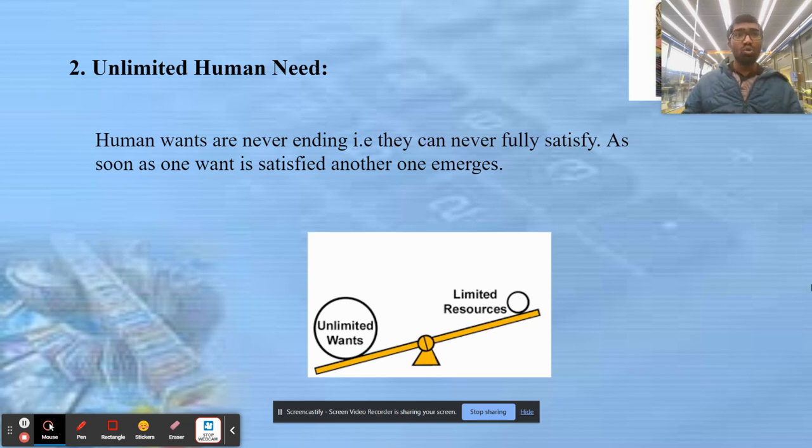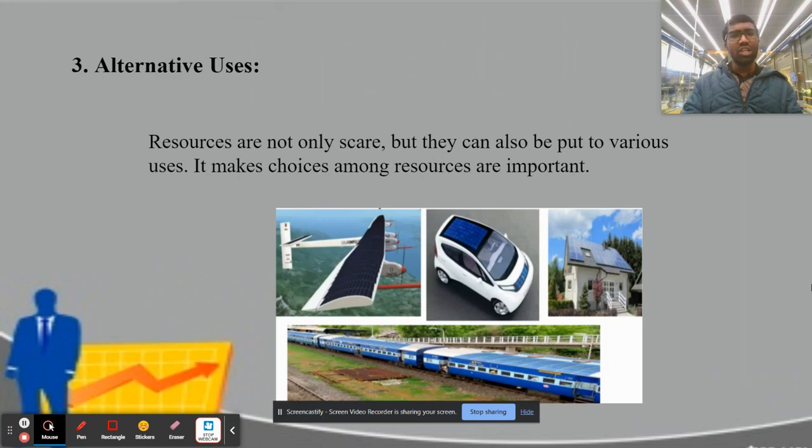And companies come to serve our demands, but our demands are unending, and if there is something more to the demand at that time, it still hurts the economy. And third, which we already spoke about, alternative resources.